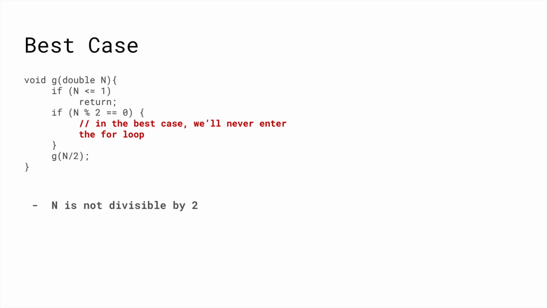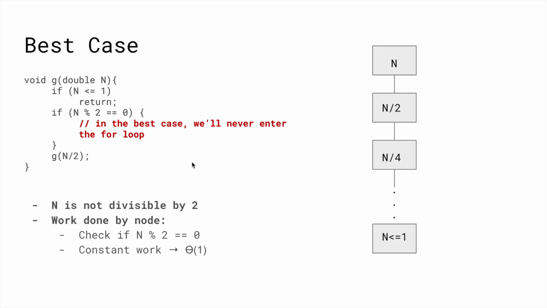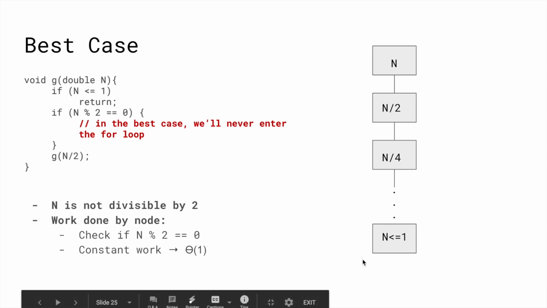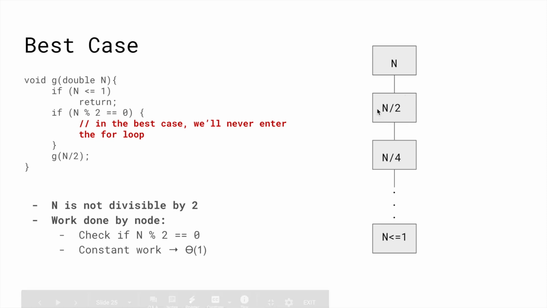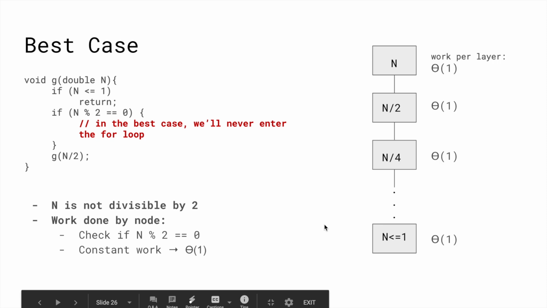First, let's look at our best case. In our best case, n is not divisible by 2, and we're never going to enter the for loop. That tells us that the work done by our node is only in this if statement, in this check where we're seeing if n mod 2 is 0. So at every single node, we're doing constant work. And here I have this recursion tree, because we start off with g of n, that's going to make a call to g of n over 2, and then n over 4, and so on until our base case.